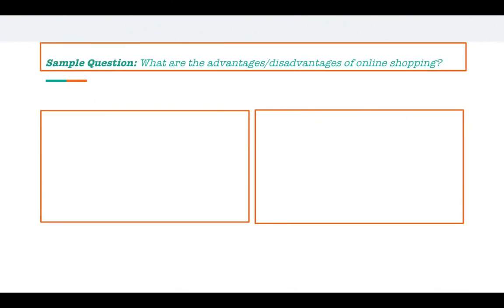Here is a sample question. What are the advantages and disadvantages of online shopping? Now, let's follow the three main steps on the previous slide and answer this question all together. So, step 1. Produce ideas for your answer. Now, you need to make a list of the advantages and disadvantages of online shopping before you start writing your essay. If you want, you can pause the video and make a list for the advantages and disadvantages.